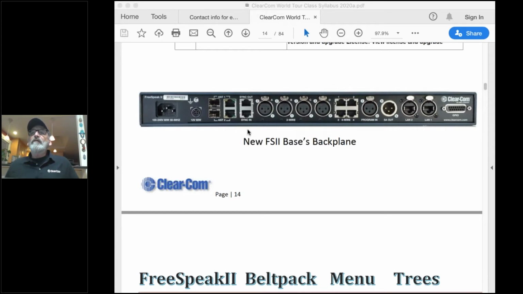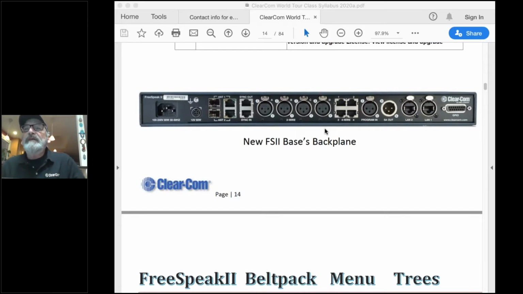RJ45 block are 4 XLR, female XLR connectors, and those are for 2-wire connection to a hardwire base. So any hardwire 2-wire audio, whether it's Clearcom 2-wire or RTS 2-wire. Now, there are 4 XLR connectors there, and they're set up on the printed circuit board in pairs. So we have A and B, and then C and D. Okay, so they're set up as pairs.